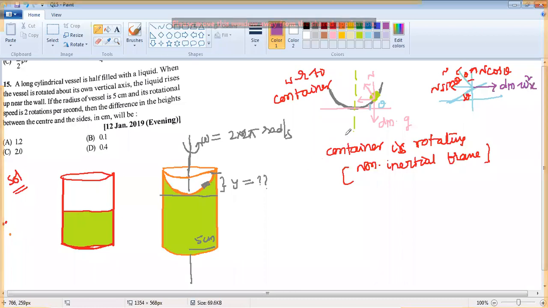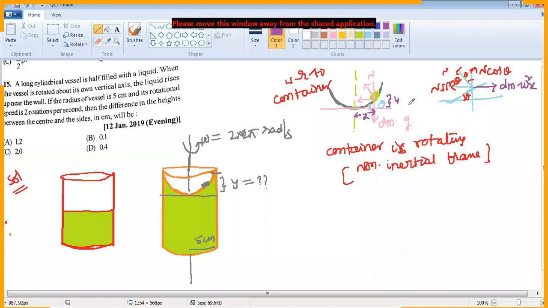Why am I taking x? At any instant I took this as the axis, this is x here, and this height is taken as y here. So from the figure, tan theta equals y by x. Now this is dmg, the weight of the body.